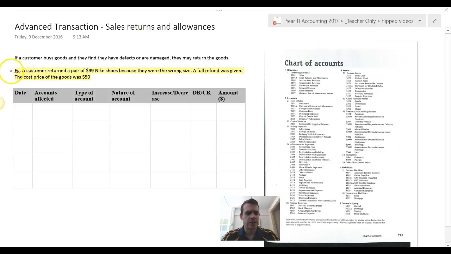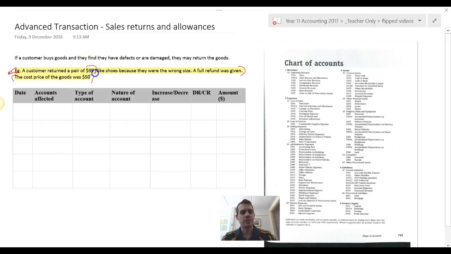So let's have a look at the transaction that we're going to try to process. A customer returned a pair of $99 Nike shoes because they were the wrong size. A full refund was given. The cost price of the goods was $50. We're going to split this transaction into two parts. Firstly, we're going to deal with the sale price, then we're going to deal with the cost price.